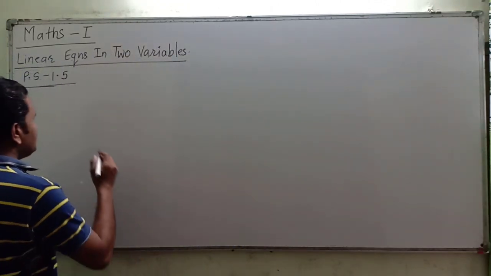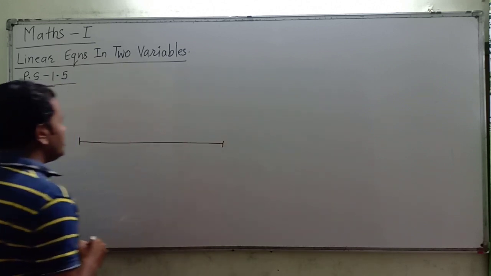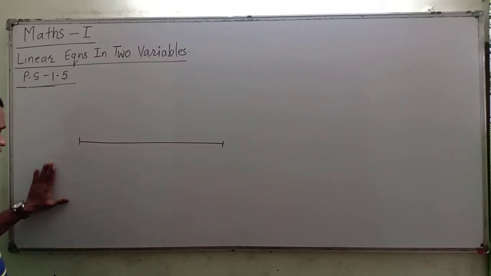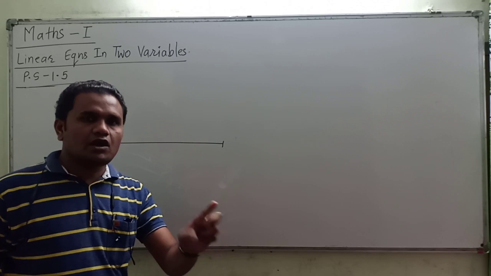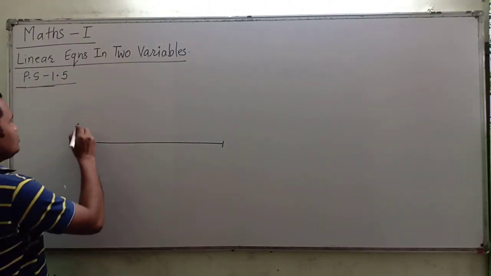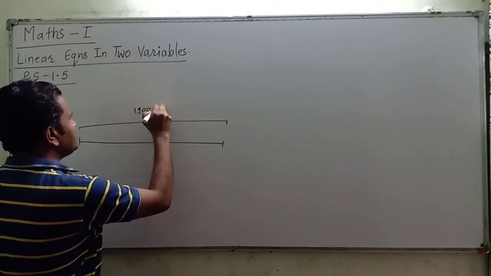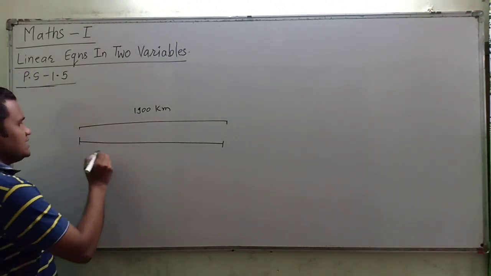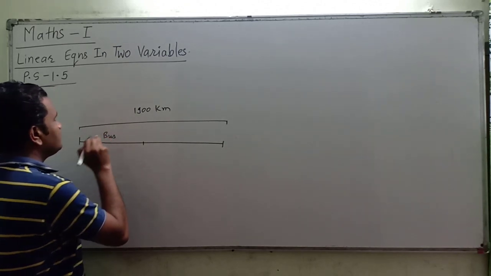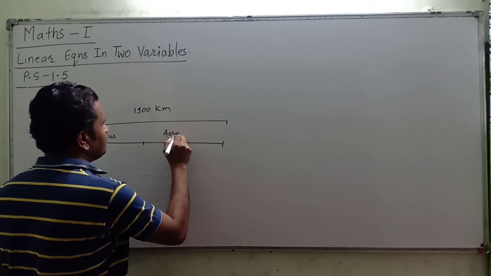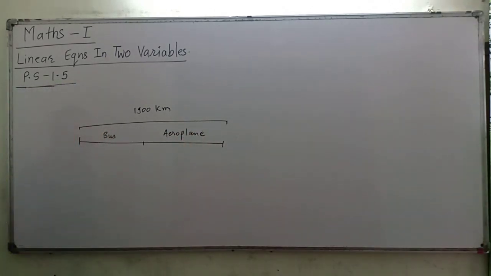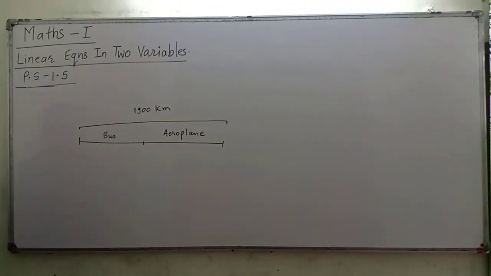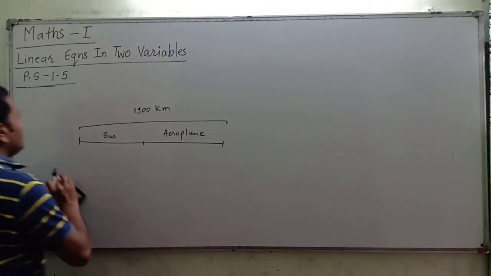Okay, so this Vishal is traveling from one point to another point, maybe from one city to another city, and he is traveling in between these two cities by two means, bus and aeroplane. Okay, so this total distance is 1900 kilometer. So some distance he traveled by bus, some distance he traveled by aeroplane. So we have to find distance traveled by bus.